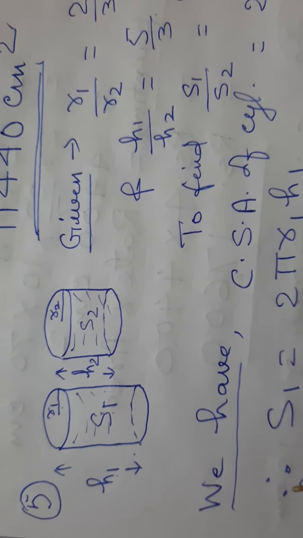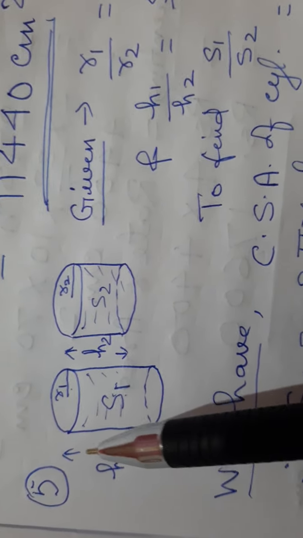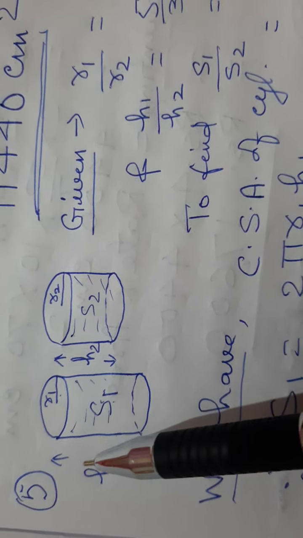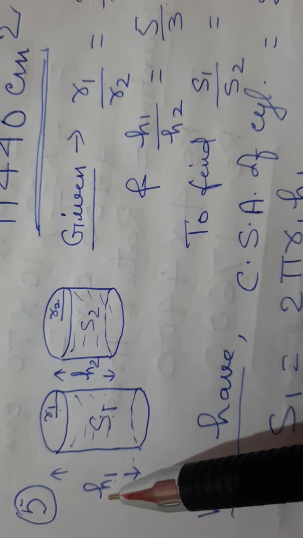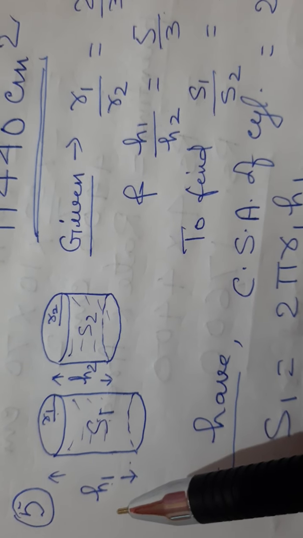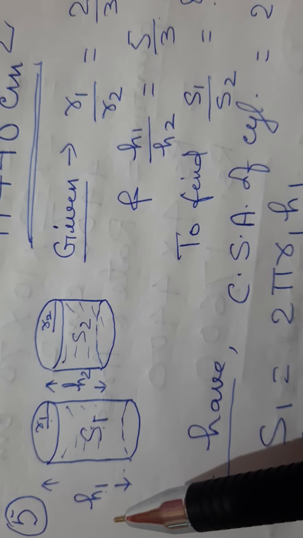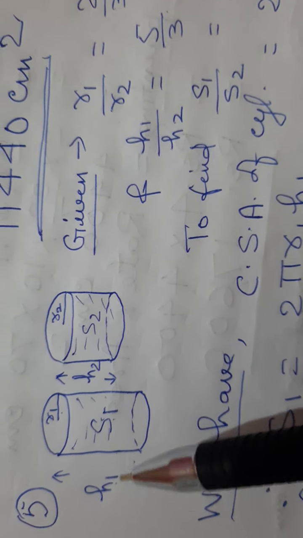Today, worksheet 4, question number 5. The ratio of the radii of two cylinders is 2:3 and the ratio of their heights is 5:3. Find the ratio of their curved surface areas.